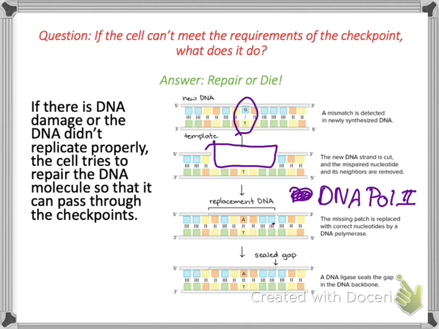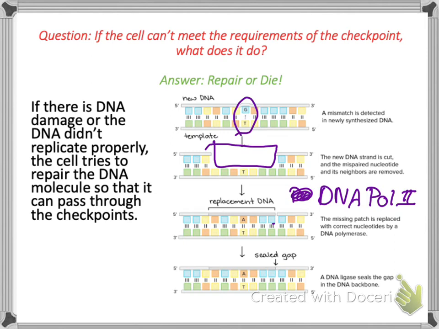So we learned about other DNA polymerases, right? We learned about DNA polymerase 3 being our main builder, DNA polymerase 1 being our primer fixer. Well, DNA polymerase 2's job is to fix mutated DNA. And then once it's done, okay, we have the correct match and everything looks good.